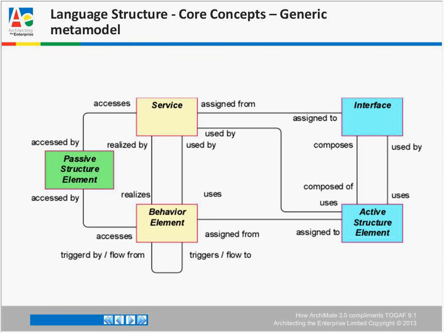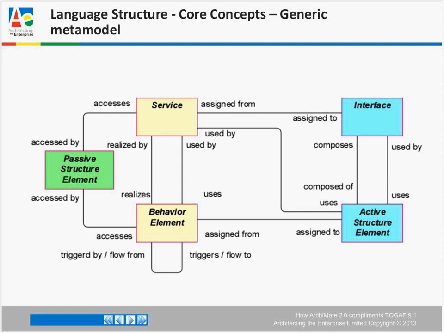So we can see the generic ArchiMate metamodel, and it shows the active structure element on the right, the behavior element, and the passive structure element on the left. It shows another basic distinction in ArchiMate, and that's internal and external elements. So external elements interface with the environment, and the external behavior element is a service, and the external structure element is an interface. And this provides a very natural way of modeling service orientation at all levels, the business, application, and infrastructure.